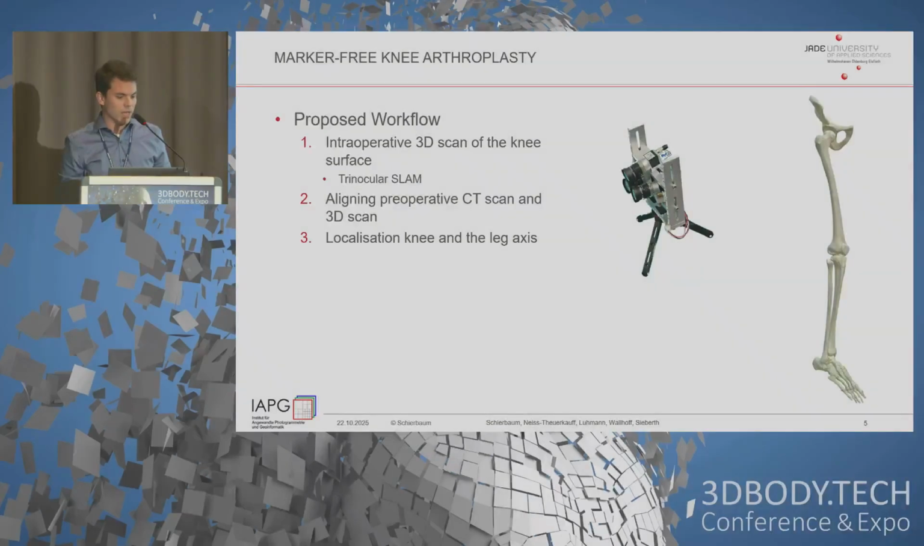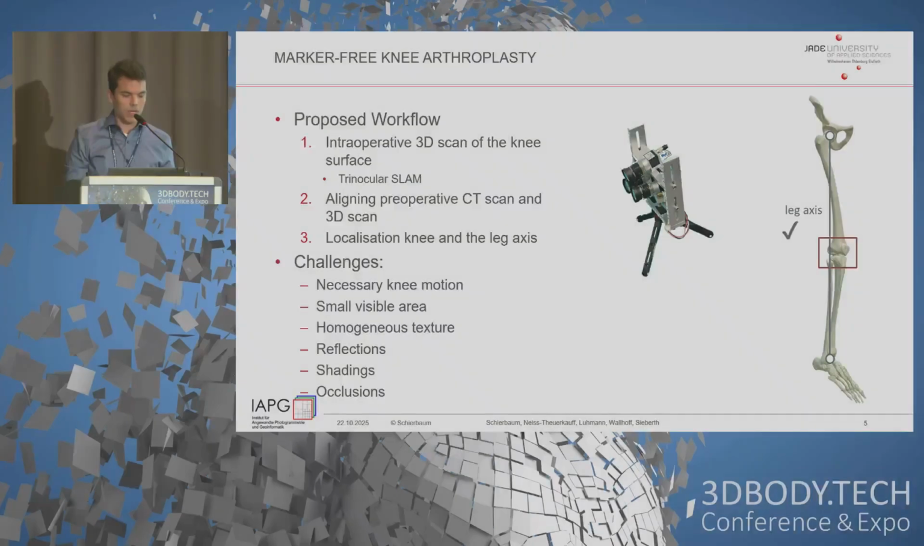After the scan, we want to align it with a preoperative scan and localize the knee and the leg axis. There are many challenges. It's necessary for the surgeon to move the knee during surgery, and we have just a small visible area, and the surface is really homogeneous, and we have reflections, shadings, or occlusions on it. The real challenge is that we don't have really good test data to test our application with our trinocular SLAM.